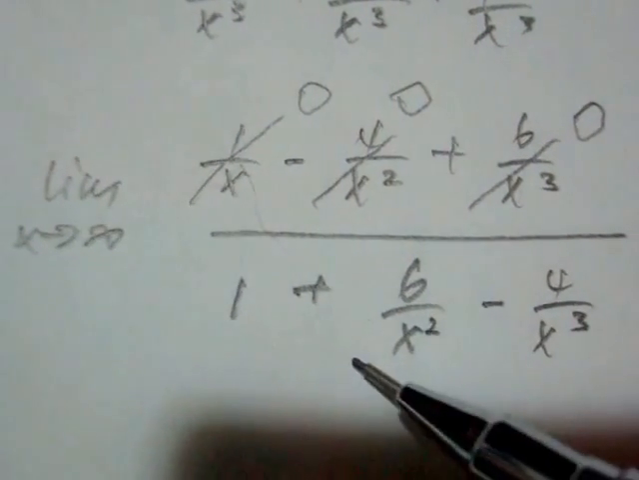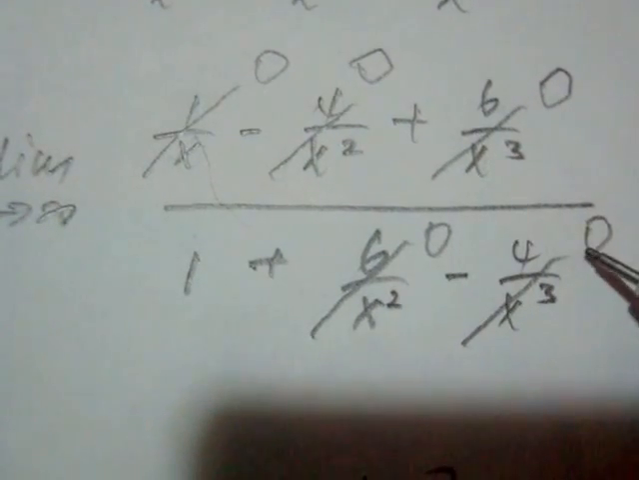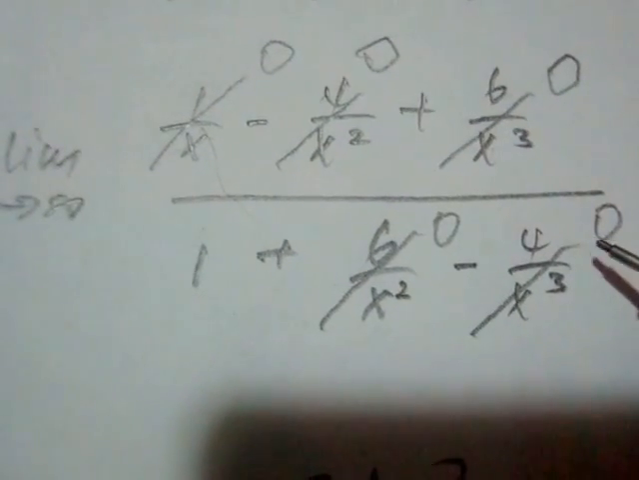And this constant right here will stay the same, which is 1. As for this one, it will be 0. 4 divided by x to the third power will become 0, because if you take 4 divided by a very large number, the answer will be 0.